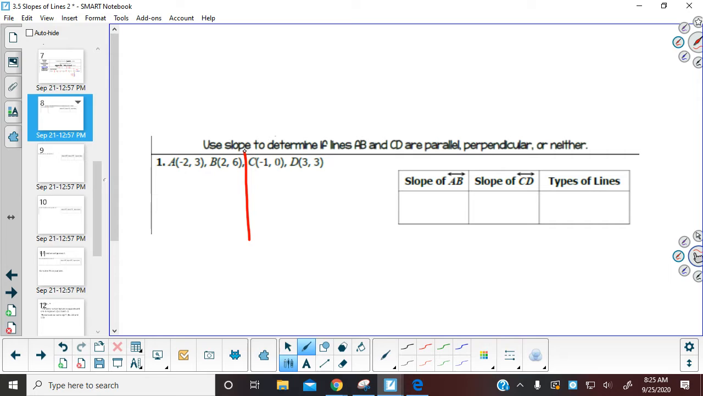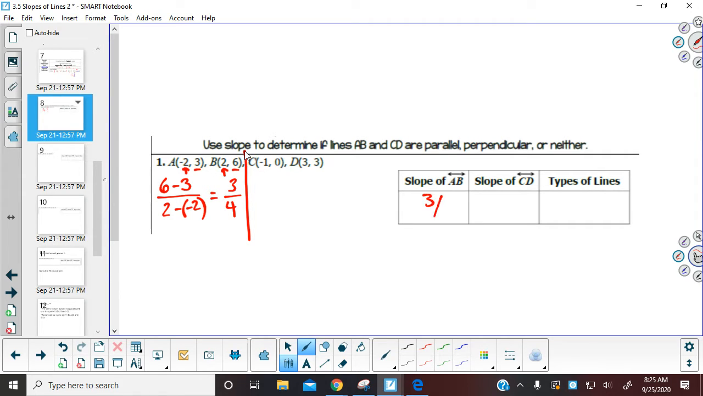So first off, if we're doing A and B, we're going to subtract our y's. So it becomes 6 minus 3 over, and since I started with 6, I have to start with 2, and then 2 minus a -2. Just be careful of our signs. Make sure when you subtract a negative, it does turn into addition, so that becomes 3/4.